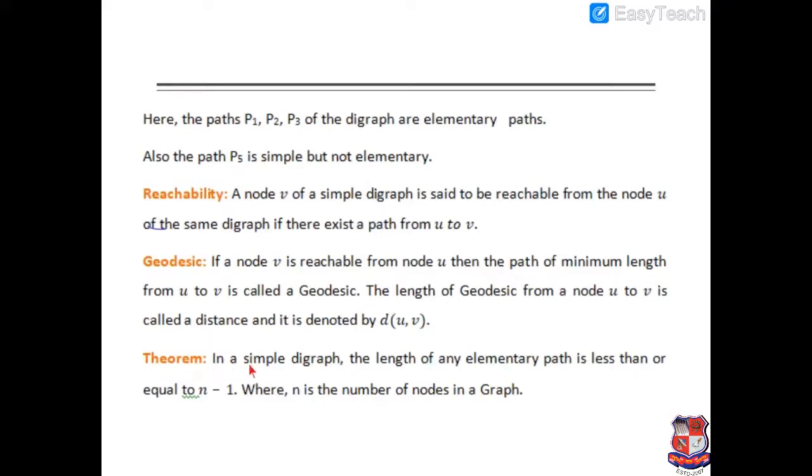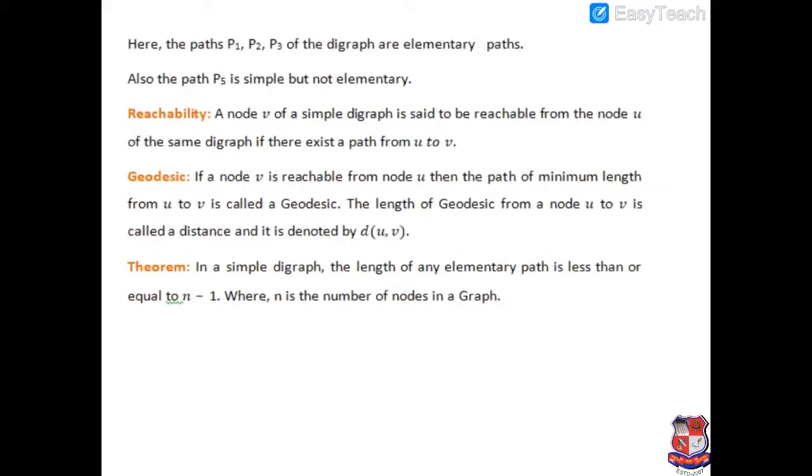Now the next theorem is, in a simple digraph, the length of any elementary path is less than or equal to n minus 1, where n is the number of nodes in the graph. In an elementary path, the nodes are not repeating, that means one node will never repeat again. Therefore, the length of any elementary path is less than or equal to n minus 1.